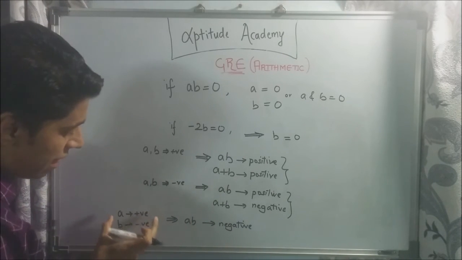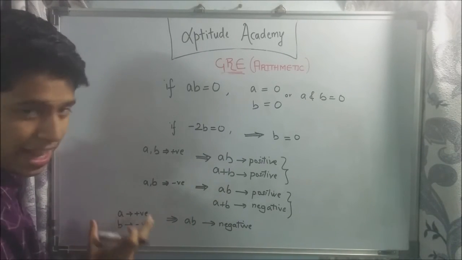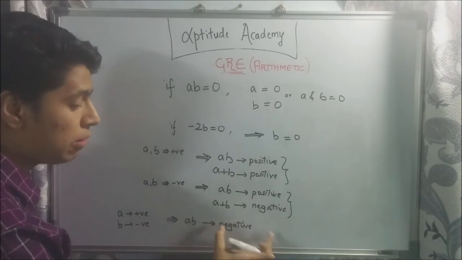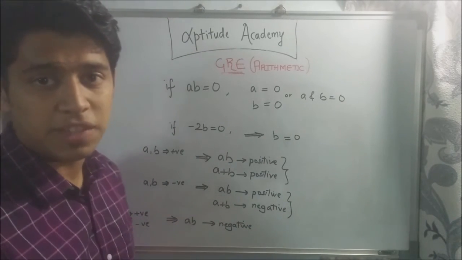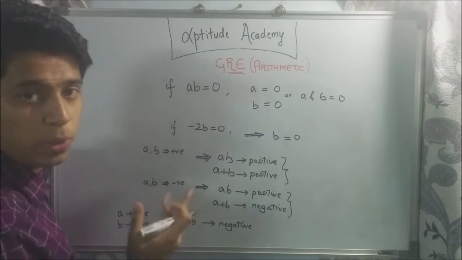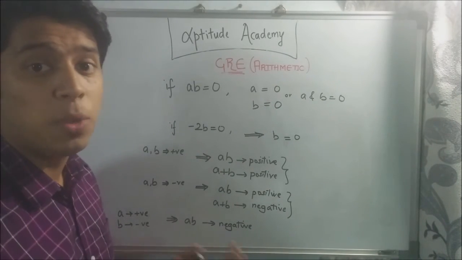Now if a is positive and b is negative, or if b is positive and a is negative, whatever it is, if they're both different signs, then ab will always be negative because one of them will have a negative sign and positive into negative is negative. But a plus b we don't know. It depends upon the quantities and which one is greater.